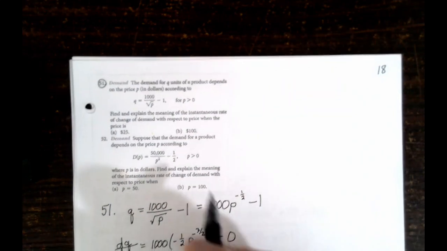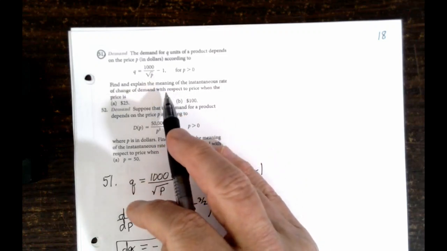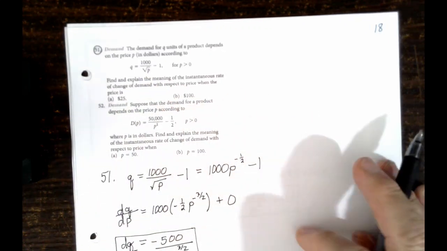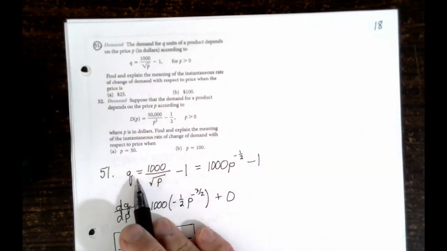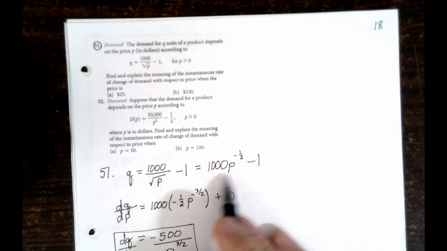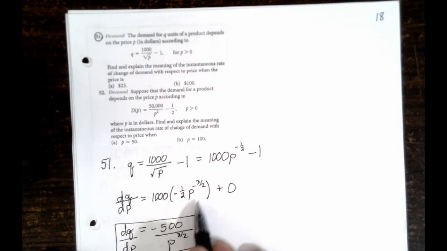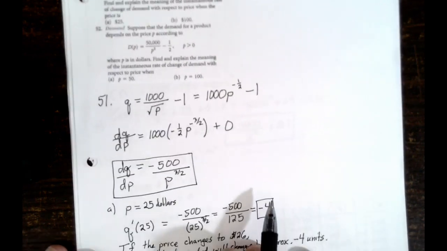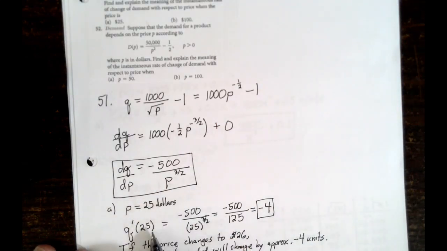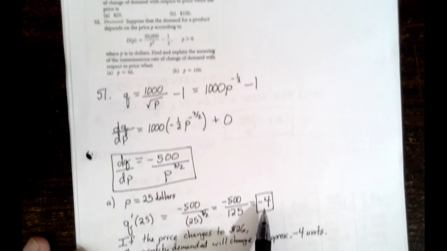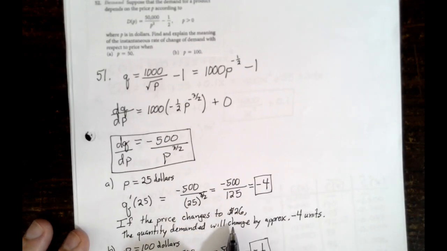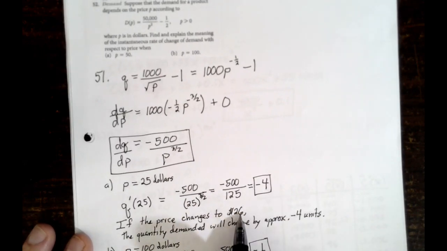51, demand function. They give you the demand function and they say find and explain the instantaneous rate of change. And so they give you Q equals this, and you might want to write it this way to make it easier to take the derivative. And so when you take the derivative, you get this. And so there's your derivative. And now when P equals 25, you plug 25 into the function and you get -4, which means if the price changes to $26 from $25, the quantity demanded will be 4 fewer units.